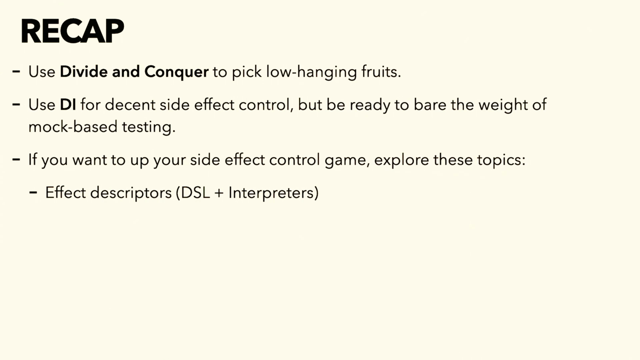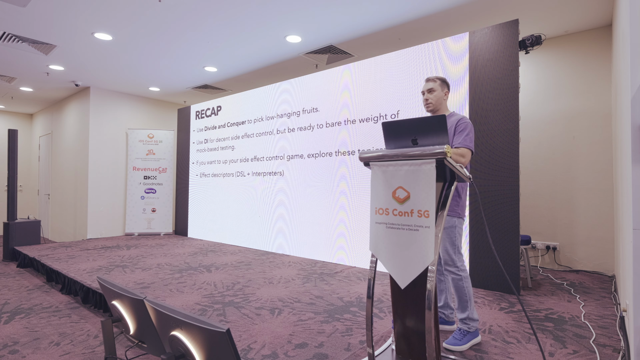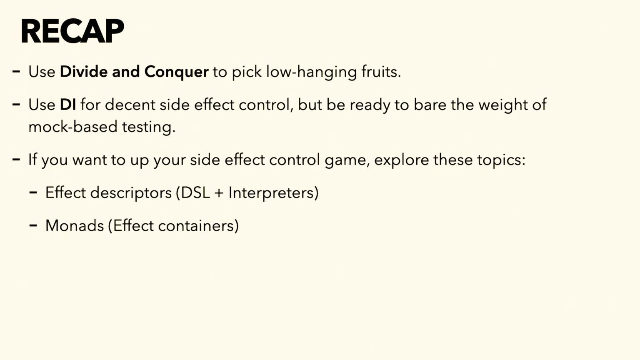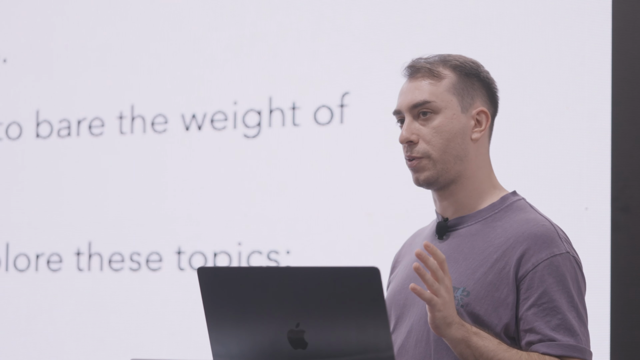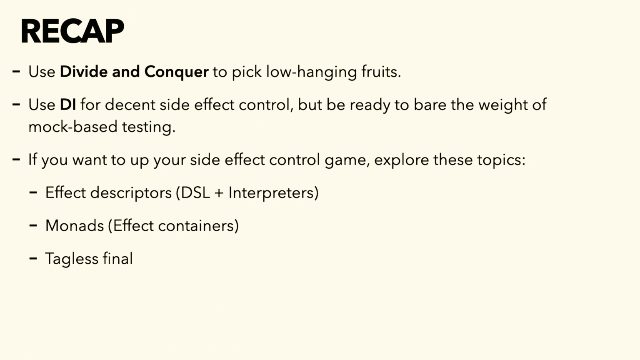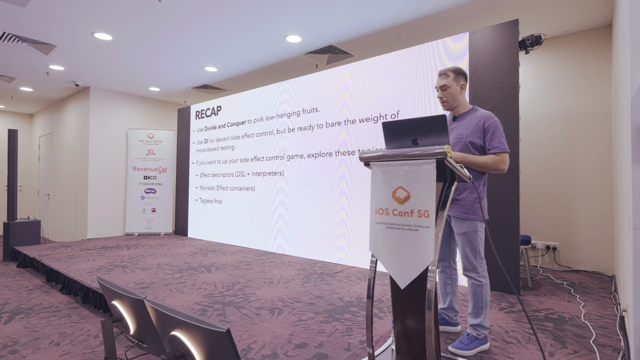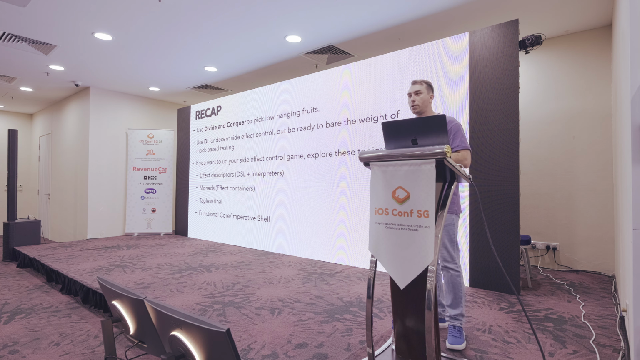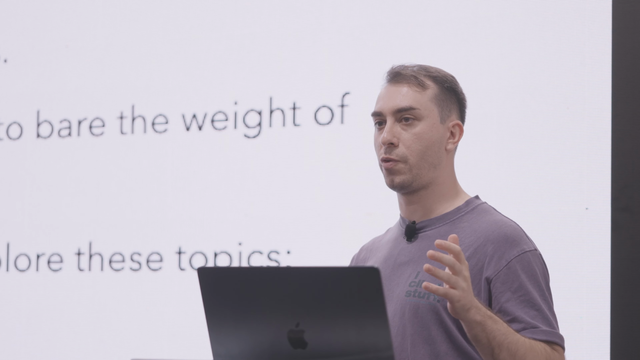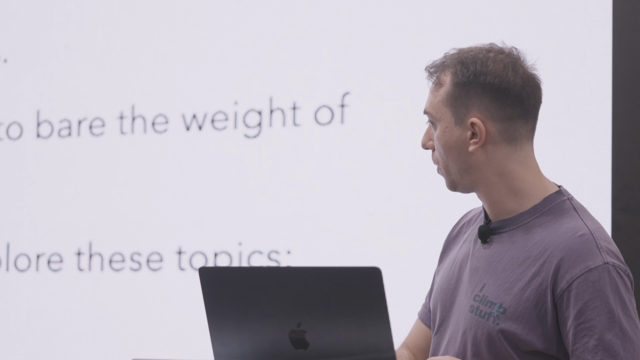So today we looked at effect descriptors, which really is a DSL and interpreter pattern, where we had the DSL describing the program and the interpreter running the program. There are other things, like monads, which I like to call effect containers, which is a completely different approach to side effect management, but you can read up on this. There's a thing called tagless final, which is even more obscure and mystical, but again, you can read up on it and explore. There are concepts known as functional core imperative shell, which is a bigger way of architecting your programs. You can read up on that.